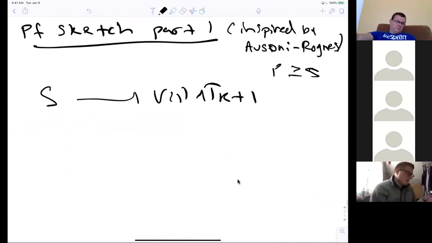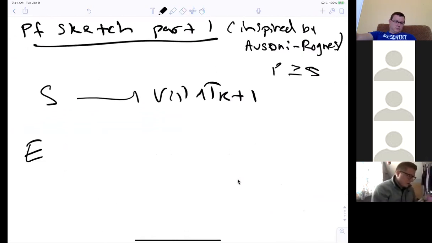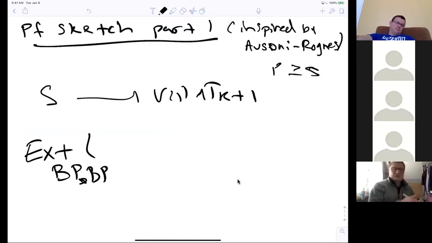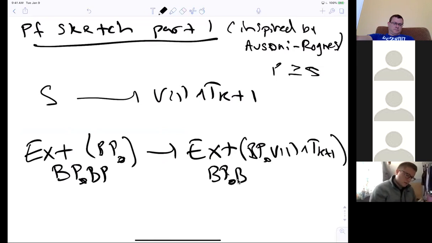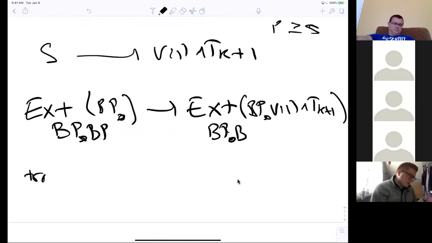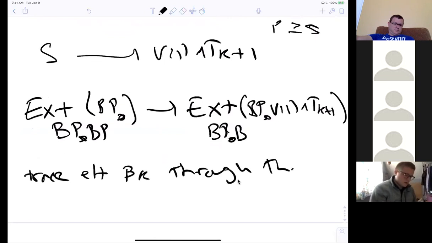This is going to induce a map of Adams-Novikov spectral sequences, or BP Adams spectral sequences. I'm not going to write the first coordinate. The first coordinate is going to be BP_*. I'm just going to write Ext_{BP_*BP}(BP_*, BP_*) mapping to Ext_{BP_*BP}(BP_*, BP_*(V(1) ∧ T_{k+1})). The idea is going to be to trace the element beta_k through this map of spectral sequences.